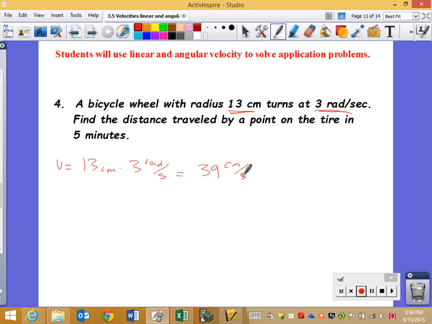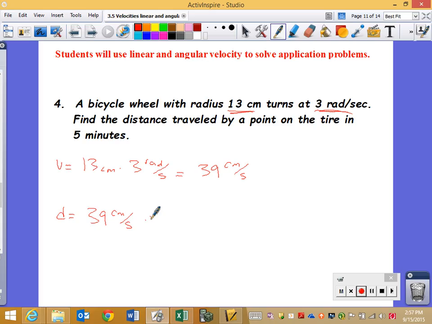Now, if I'm driving a car, and I know my speed, say I'm going 25 miles an hour, and I want to know how far I can go in 5 minutes, what I do is I take my speed and I multiply it by the amount of time that I'm driving to find the distance I've traveled. We're going to do the same thing here. I know my linear velocity, I know my speed, and I know the time that I'm traveling. So I'm going to find d, I'm going to take my linear velocity, 39 centimeters per second, and multiply it by the time I'm traveling.